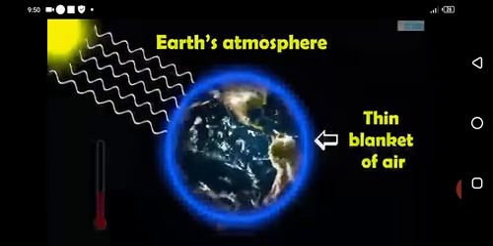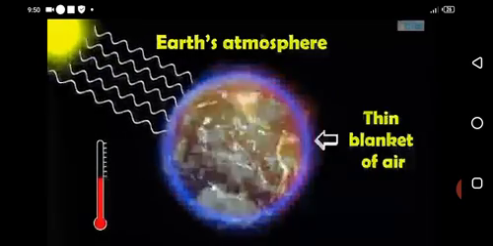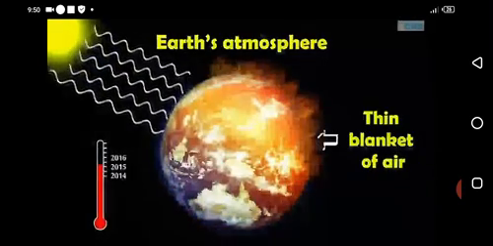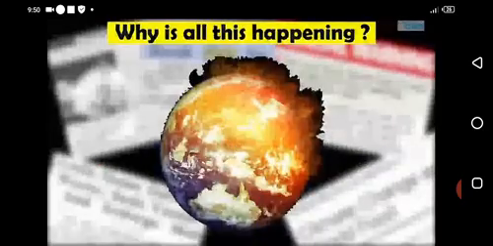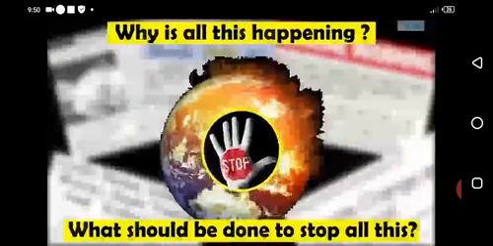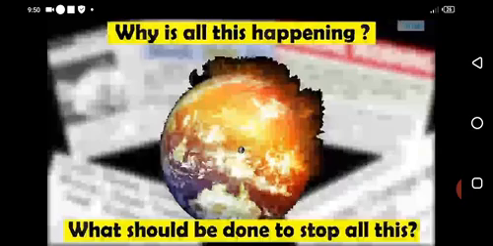But this stable temperature is rising every passing year. Oceans are getting warmer. Significant shifts in the climate are seen. Glaciers are melting. Why is all this happening? What should be done to stop all this? We'll find the answer to all these questions through this session.